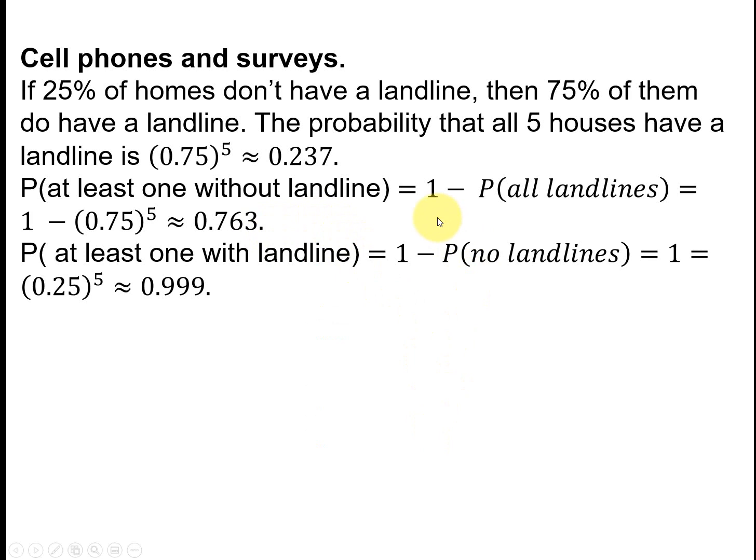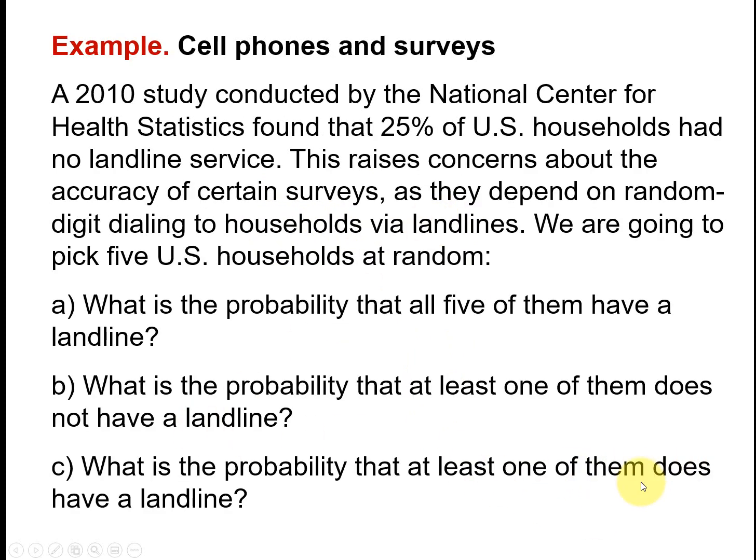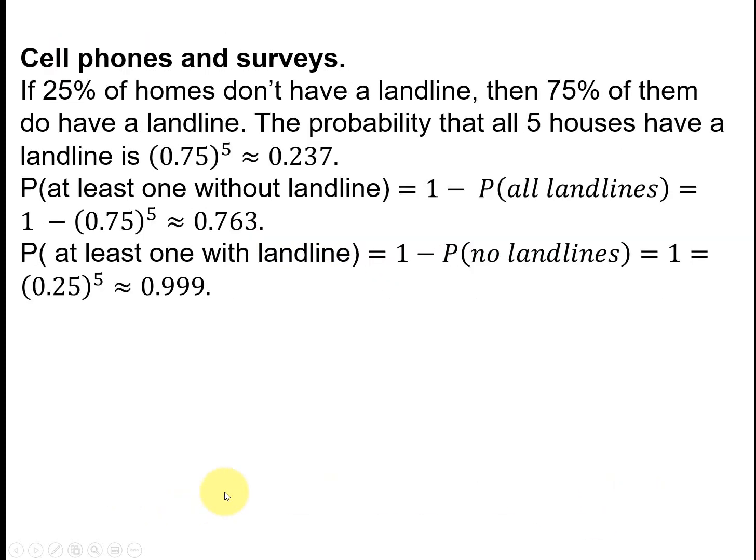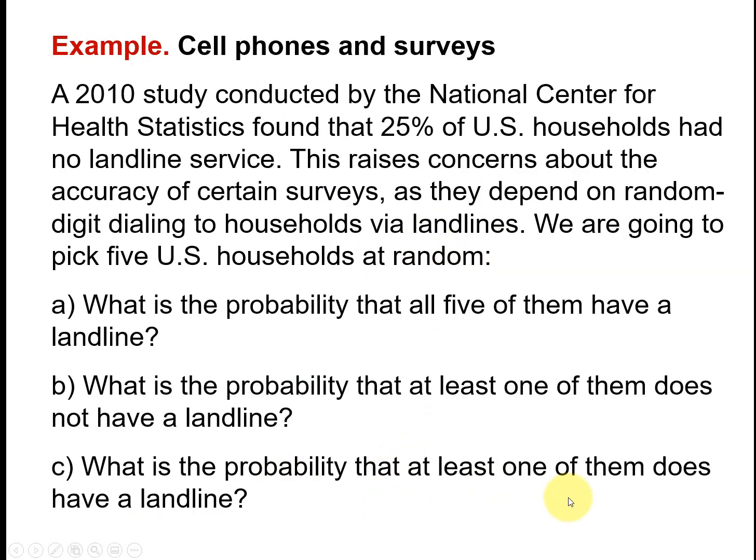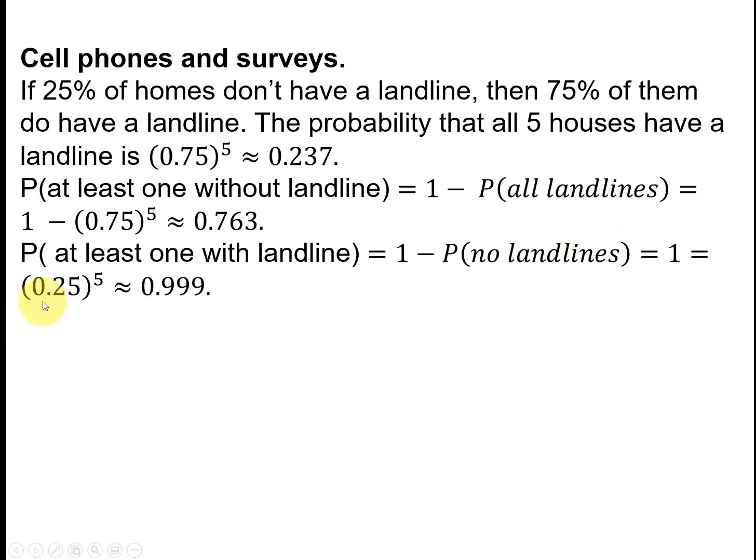And then the probability that at least one of them does have a landline. Well, we would find the probability of no landlines, and that's 0.25 to the fifth power, right here. And then 1 minus that equals around 0.999.